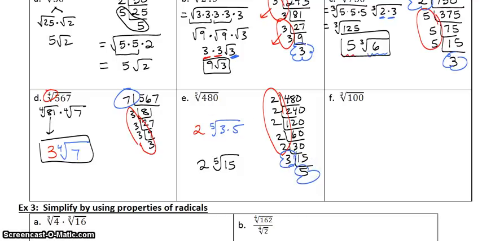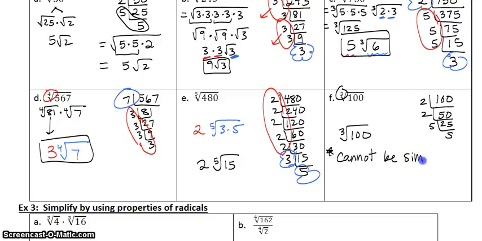For F, the correct answer is the cube root of 100. This one can't be simplified. Here's why. If I try to find my factorization here, I actually do not end up with any number that has a group of 3, and I needed a group of 3 to simplify, so this one actually cannot be simplified anymore. And that does happen sometimes. All right, I needed to show you that because we're going to use that often when I'm trying to use those properties of radicals I showed you in the first video.